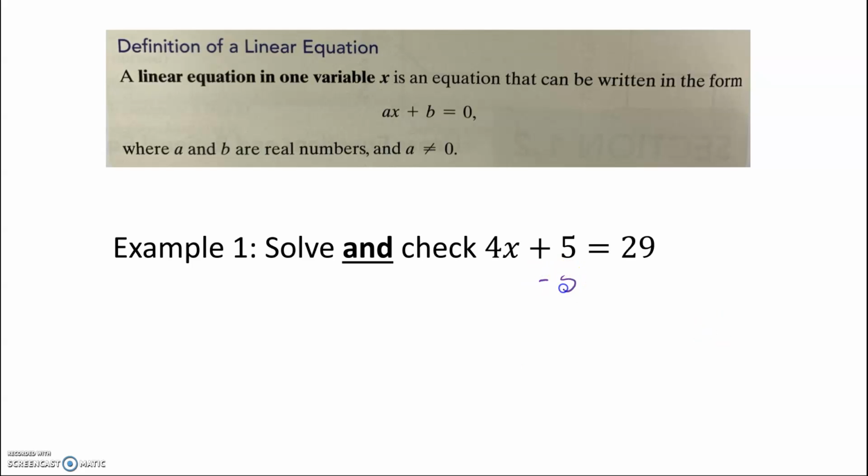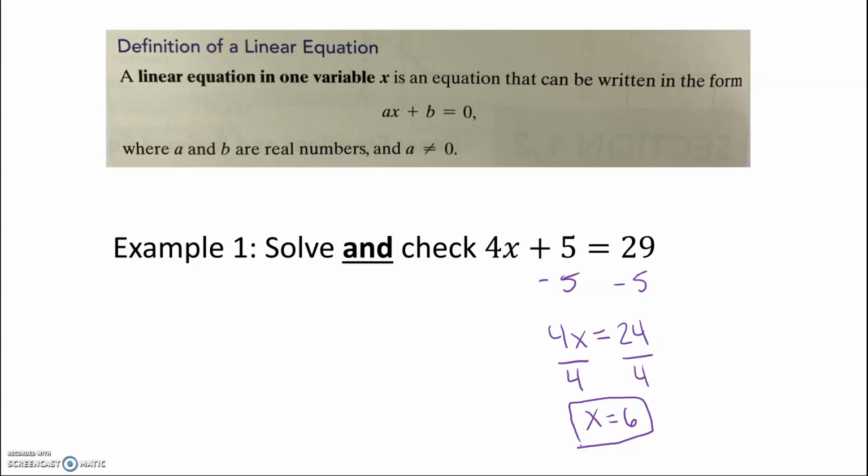We're going to subtract 5 from both sides. So over here you're left with 4x. 29 minus 5 gives me 24. Last step, divide both sides by 4, and you get x equals 6. So that was the solve.